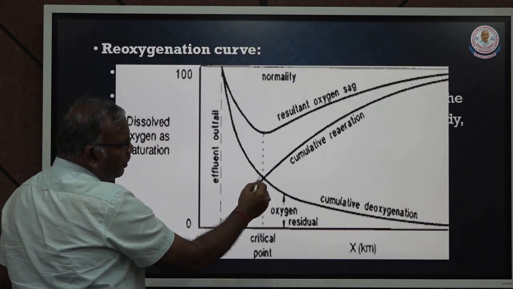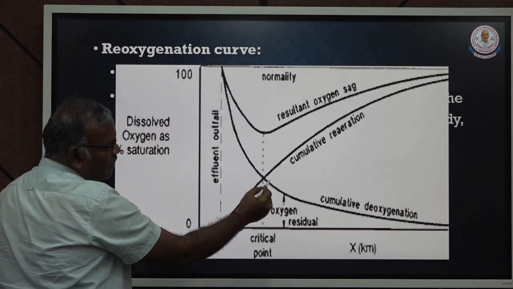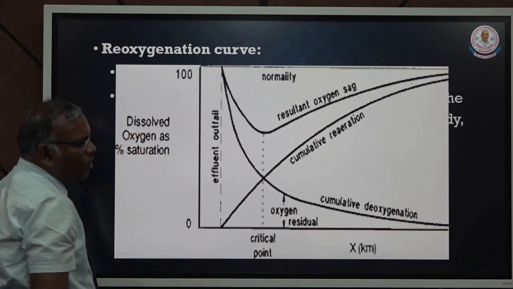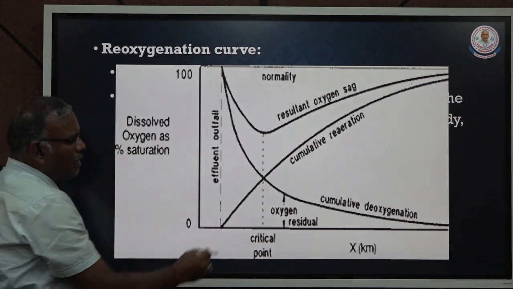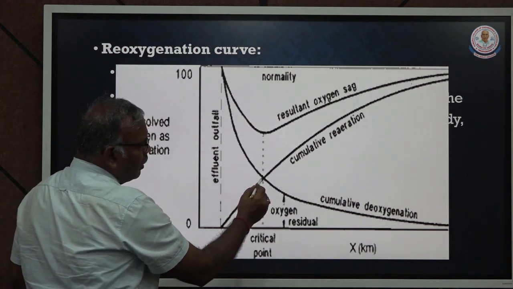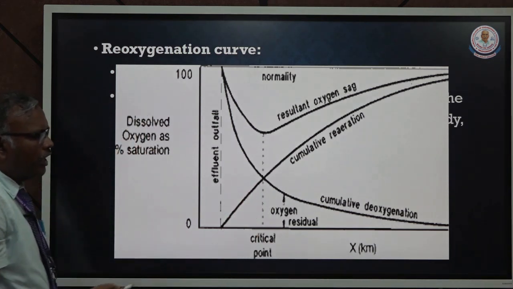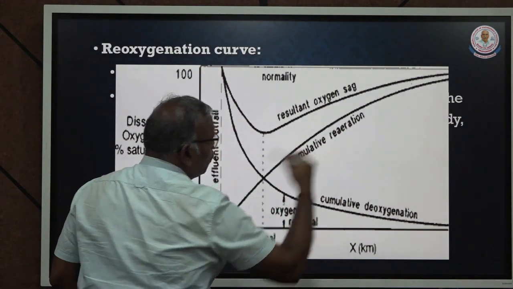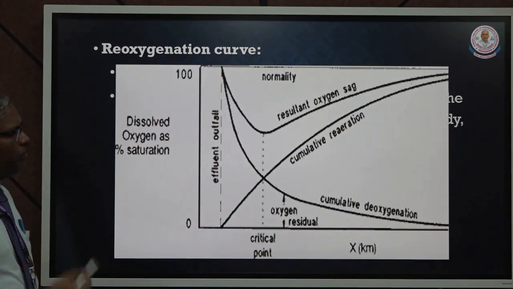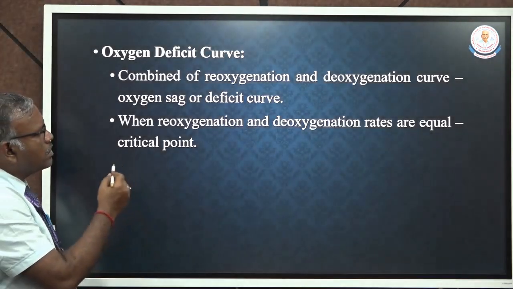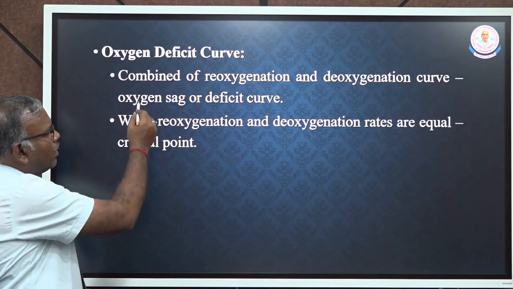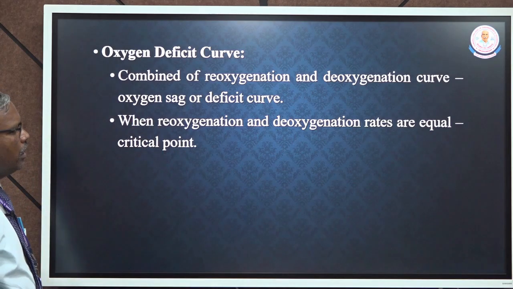During the decomposition there will be a rapid decrease in the oxygen level. So, the level of re-oxygenation will be lesser up to this particular point. Once we reach the critical point where the complete degradation is over, next there will be a recovery of the water body, that is, re-aeration will be taking place. Okay, this combined curve is known as the oxygen deficit curve, that is, re-oxygenation and deoxygenation combined together.